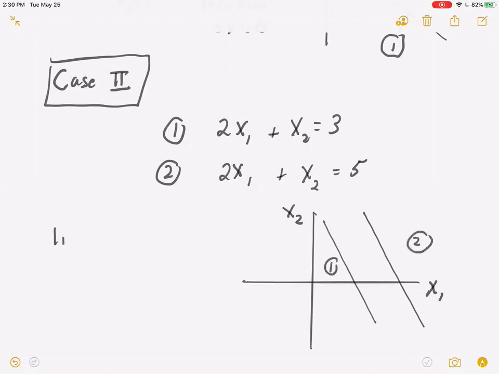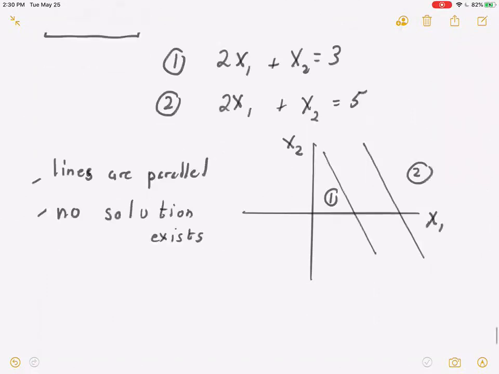And in fact, what you will discover by just looking at these solutions, these 2 lines are parallel to each other. They never intersect. So no solution exists. Exists, plural. Need an S at the end of that. So no solution exists for this particular case. And graphically, you can see that in this figure. Those two parallel lines will never intersect. So it's a radically different scenario than case 1.